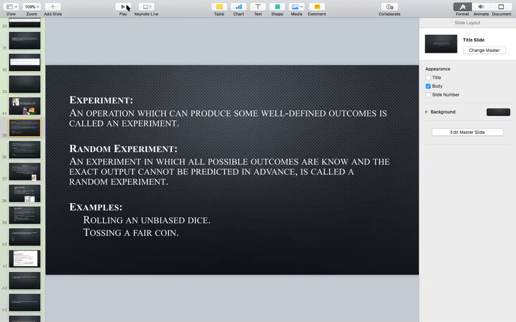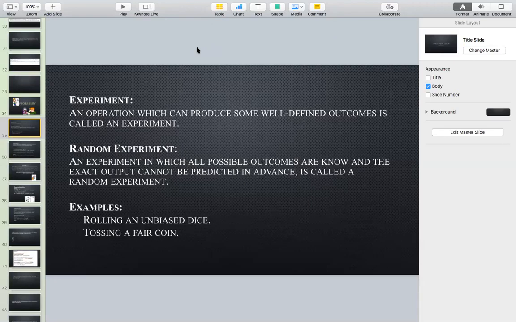So now, an experiment is an operation in mathematics which can produce some well-defined outcomes. Like when I toss a dice, I will get a well-defined number on the top, and that number will be either 1 or 2 or 3 or 4 or 5 or 6. Similarly, when I toss a coin, I will either get a head or a tail. It will not be like the coin is in between and you don't get to see a head or a tail on top. You will see a clear-cut, well-defined outcome.